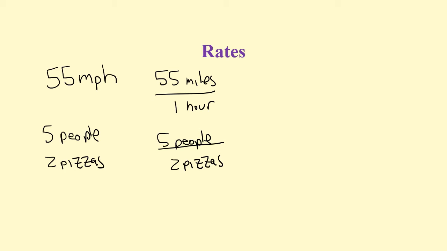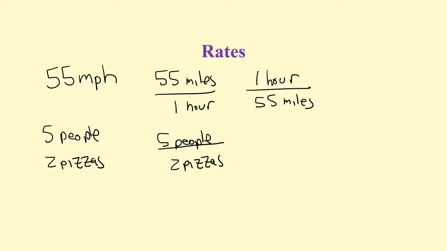Now here's the interesting thing about rates in this particular unit that we're going to do. And that is that we are allowed to flip them. And here's what I mean. So this top rate means that for every 55 miles that you drive, it takes 1 hour of time. Well, what that means is that for every 1 hour that goes by, you will have driven 55 miles.